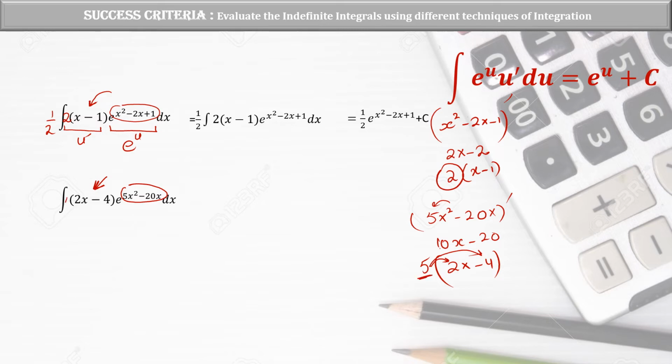So we write the 5 inside and we divide the 5 outside the integral sign. Now we write 1 over 5 as it is. This is our u prime and this function is e to the power u. And we know that if e to the power u and u prime is written, answer is only e to the power u. So our answer is 1 over 5, that is written outside the integral sign, and e to the power function as it is.